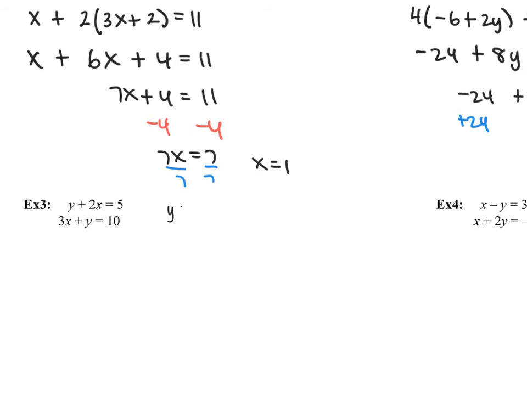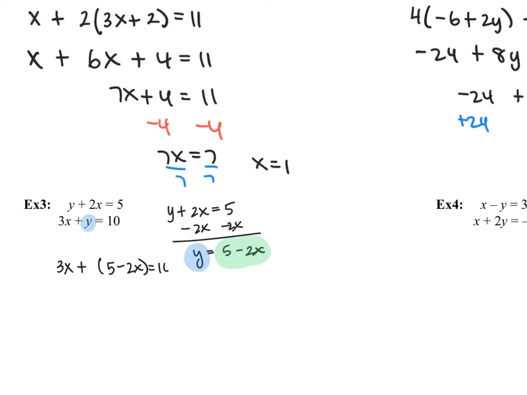So if I have y plus 2x equals 5, if I subtract 2x from both sides, that means y would equal 5 minus 2x. Now what this says is that everywhere I see a y, and I see one here, I can replace it with 5 minus 2x. So I'm going to rewrite this equation, but instead of writing y, I'm going to write 5 minus 2x in its place. I'm substituting that in. So I've got 3x plus 5 minus 2x equals 10.